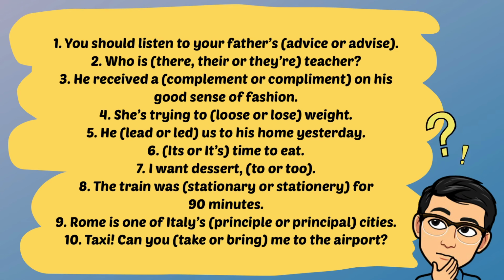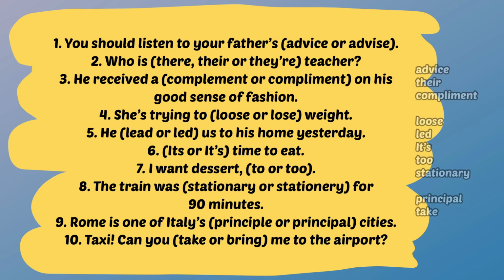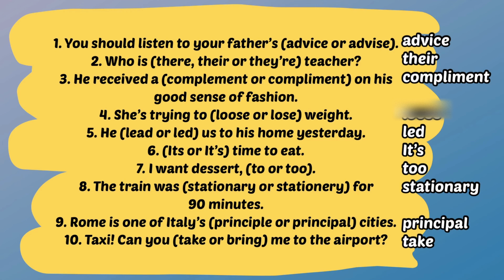Time's up! Let's see if you got the correct answers. Number 1, we have advice with letter C. Number 2, we have their, in T-H-E-I-R, which shows possession. Number three, we have complement. We have led for number five, the past tense of lead.